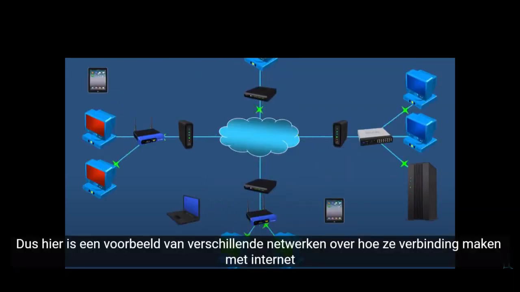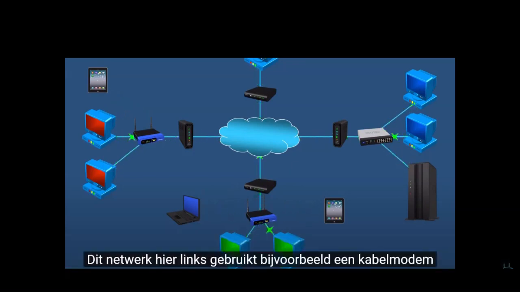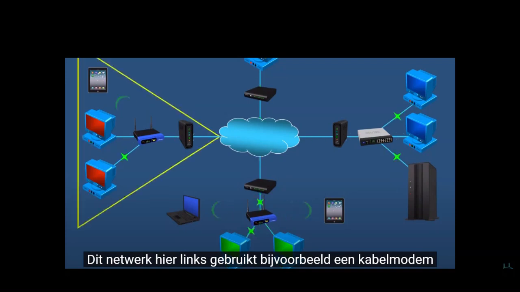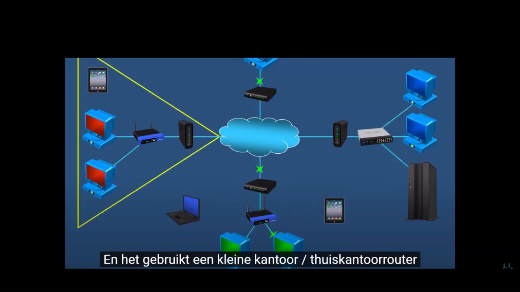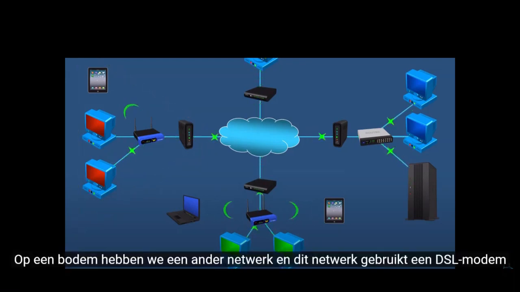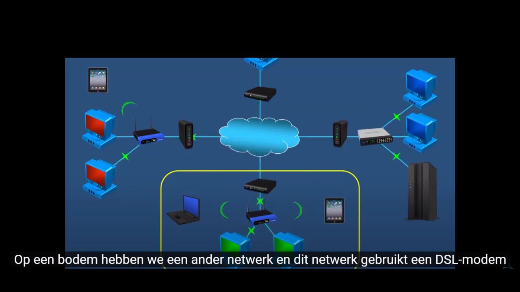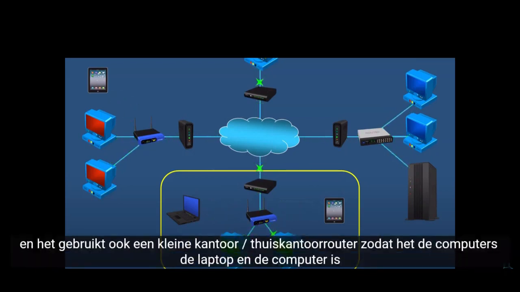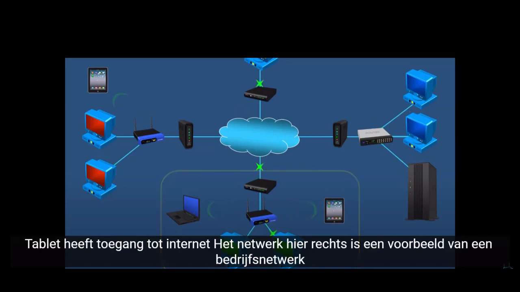So here is an example of several different networks on how they connect to the internet. For example, this network here on the left is using a cable modem, and it's using a small office, home office router so that its computers and the tablet can have internet access. On the bottom we have another network, and this network is using a DSL modem, and it's also using a small office, home office router so that its computers, the laptop, and the tablet can access the internet.